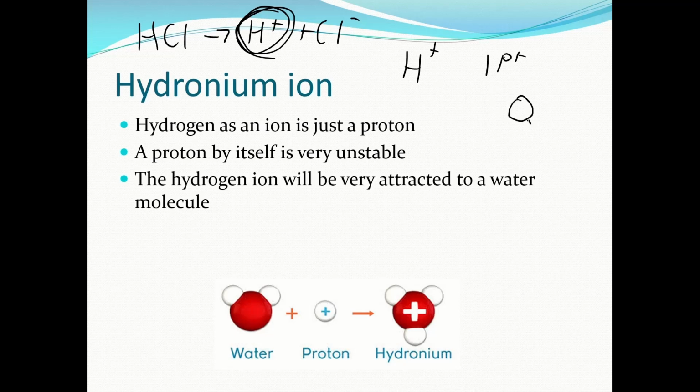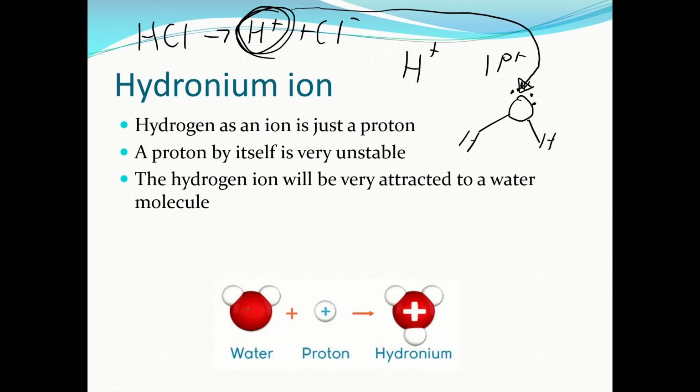If I drew out what water looked like, water looks like this. And what water has is 2 lone pairs on top. So this is very, very negative. This is very, very positive. And there's always water in acid-base reactions. So this guy is going to be super attracted to these lone pairs here, and it's not going to stay by itself. So what it's going to make is a hydronium water.